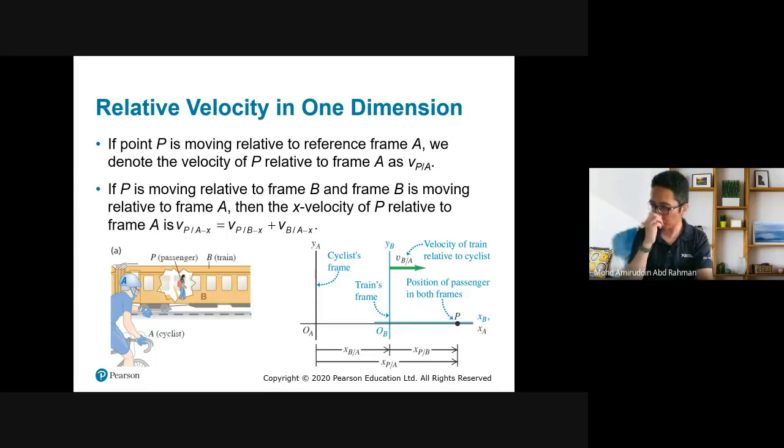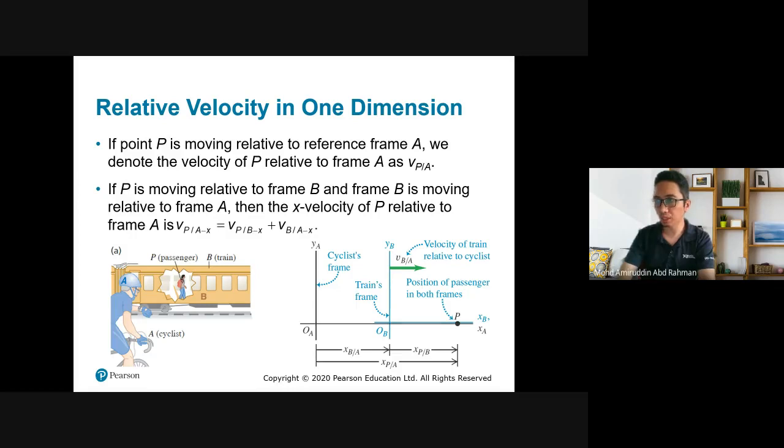Alright, so for example, we look here. If we have a point P moving relative to the reference frame A. We see the point P is the passenger inside the train, and the reference frame A is the cyclist. We denote the velocity of P, the passenger, relative to the cyclist as V P A.